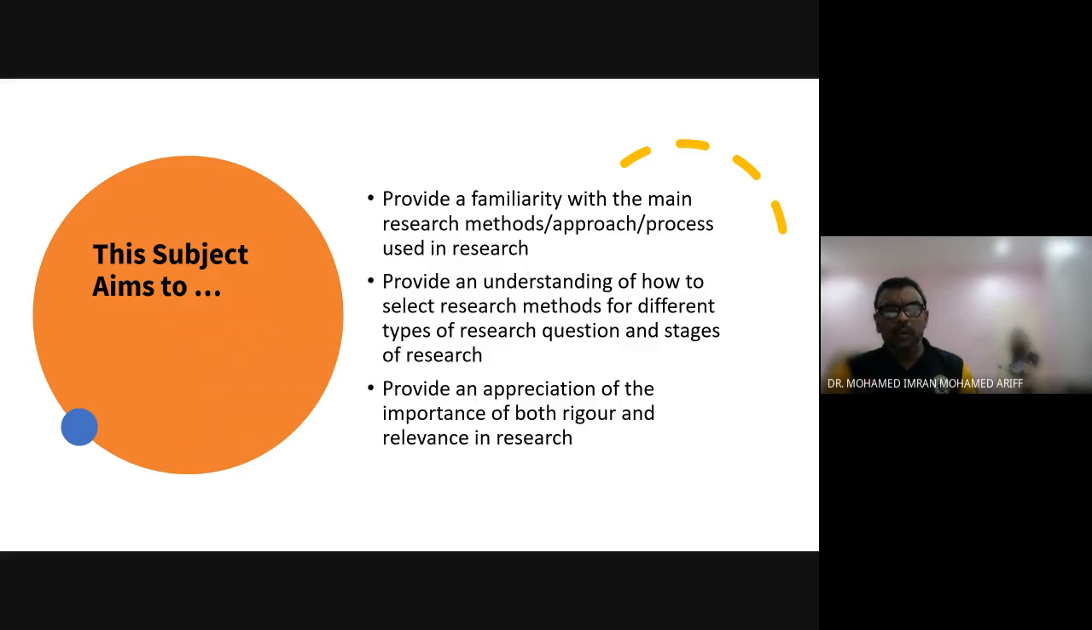Tapi what you need to understand about this PhD process is the whole journey, the whole process is what you understand and how you can write it well. Don't worry about these terms. But at the end of this course ini, you will get a basic understanding of what is it all about. Okay, and then to provide understanding of how to select methods for different types of research question and stages.